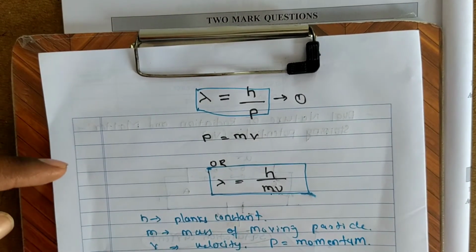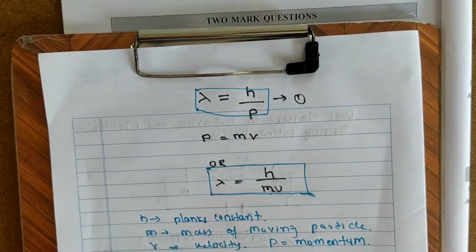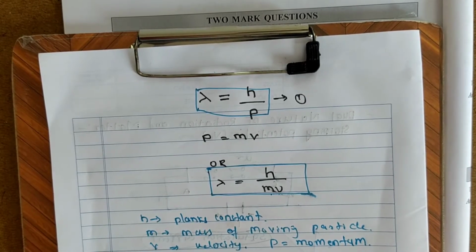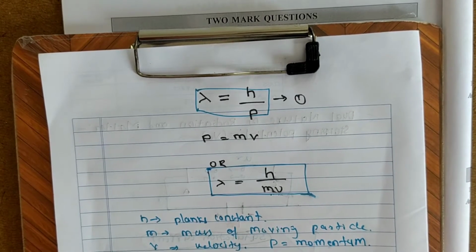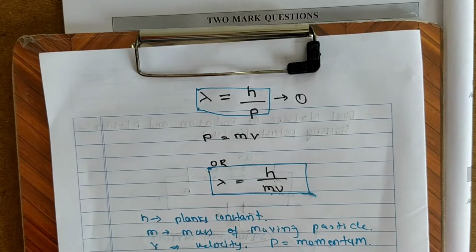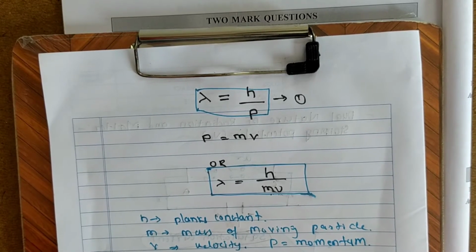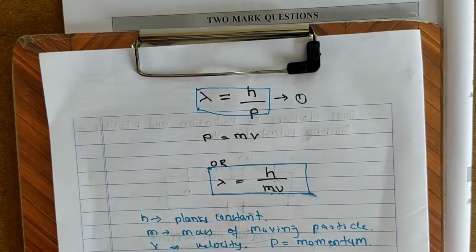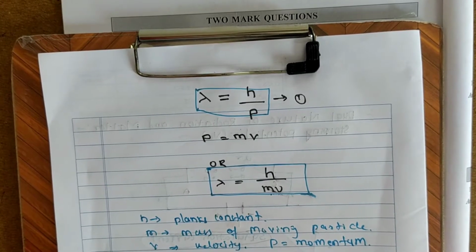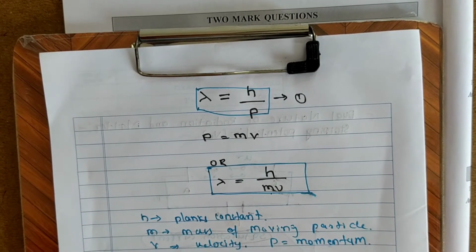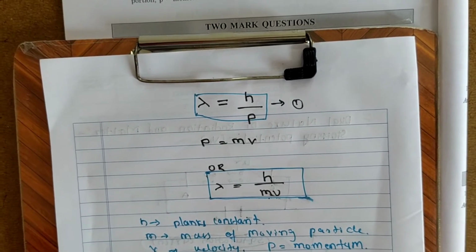Sometimes this one is asked in 2 marks also. Write the expression for de Broglie wavelength in terms of momentum. Lambda is equal to h divided by p, or lambda is equal to h divided by mv. Clear? Next question. Question number 12.